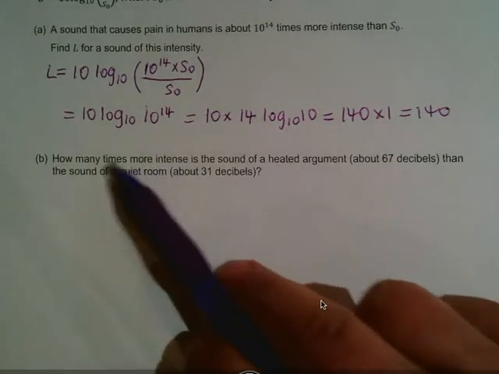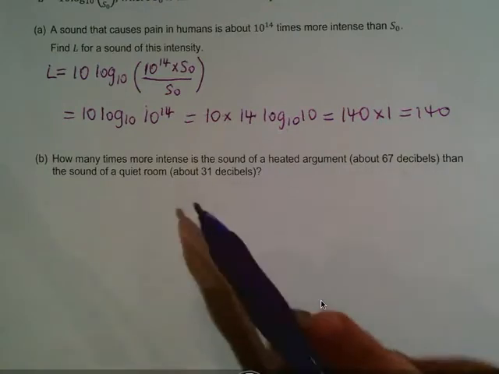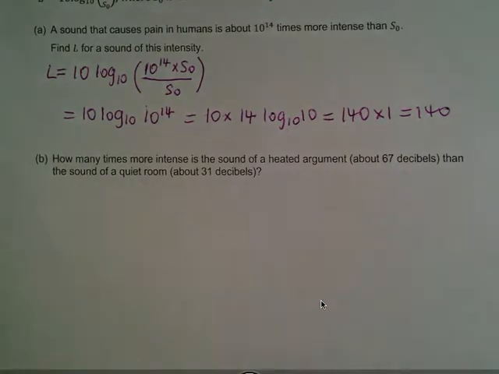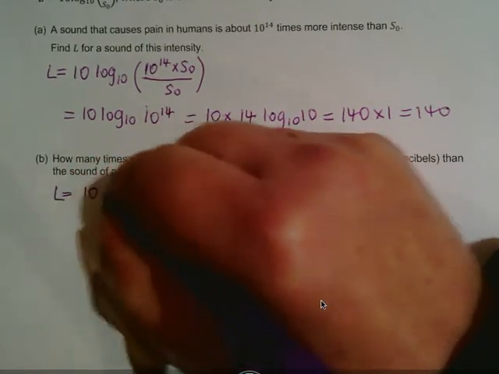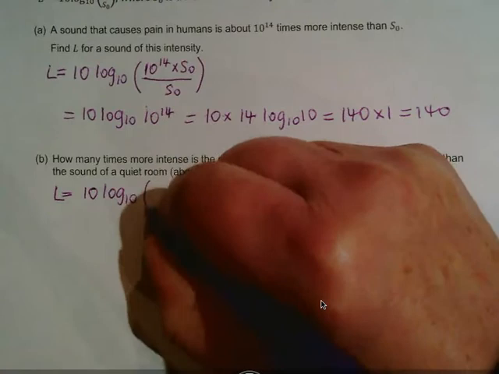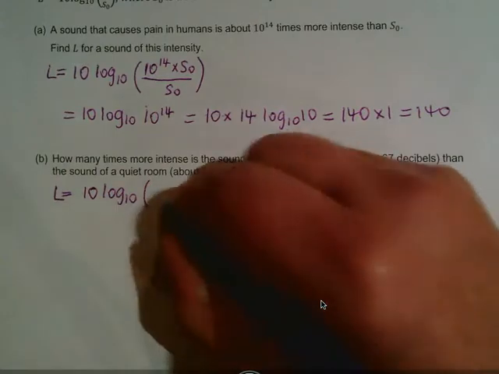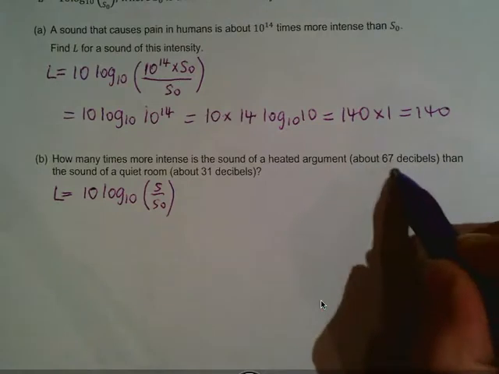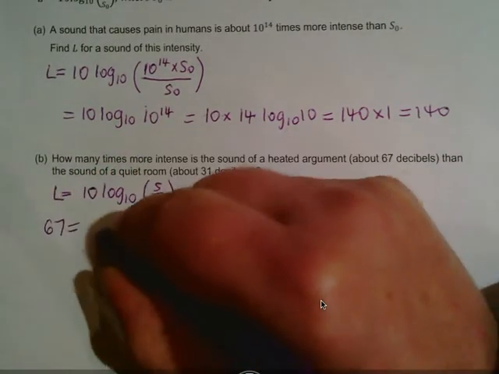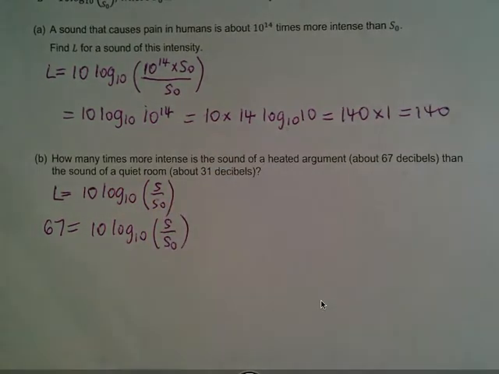How many times more intense is the sound of a heated argument, which is about 67 decibels, than the sound of a quiet room, which is 31 decibels? So we'll have to substitute into the formula twice. We know that L equals 10 log to the base 10 of S over S sub 0. So in our first one, we've got the heated argument, which is 67, equals 10 log to the base 10 of S over S sub 0.